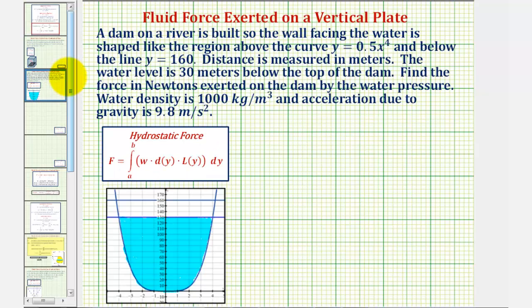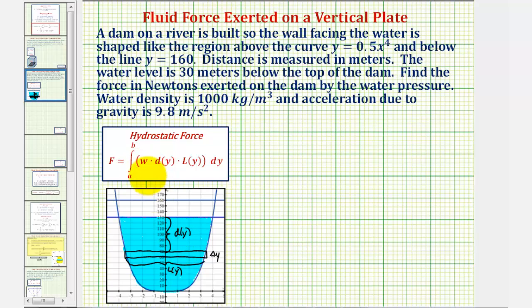So going back to our example, let's begin by sketching a horizontal rectangle to help us set this up. So if we use this rectangle here, notice how the height would be delta y, which is why we integrate with respect to y. This distance here, this length, would be the distance below the surface, d of y. And this length here would be L of y.